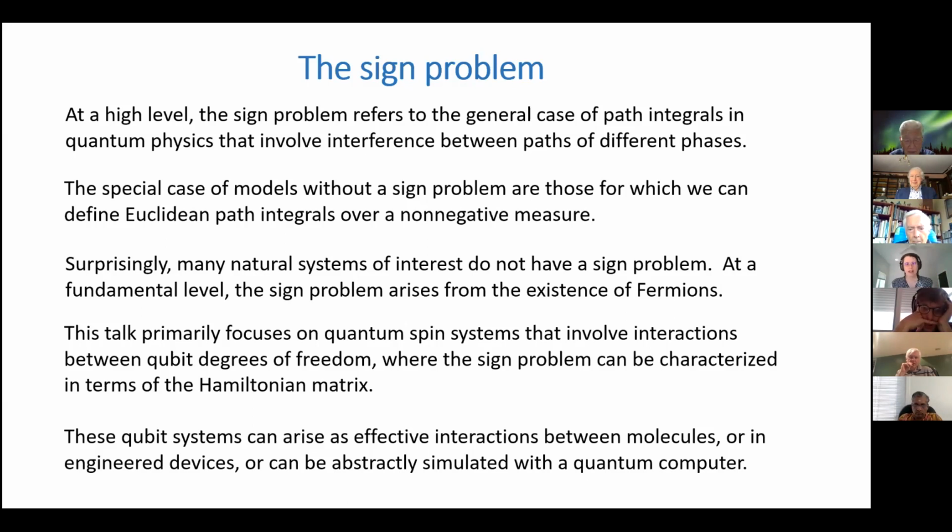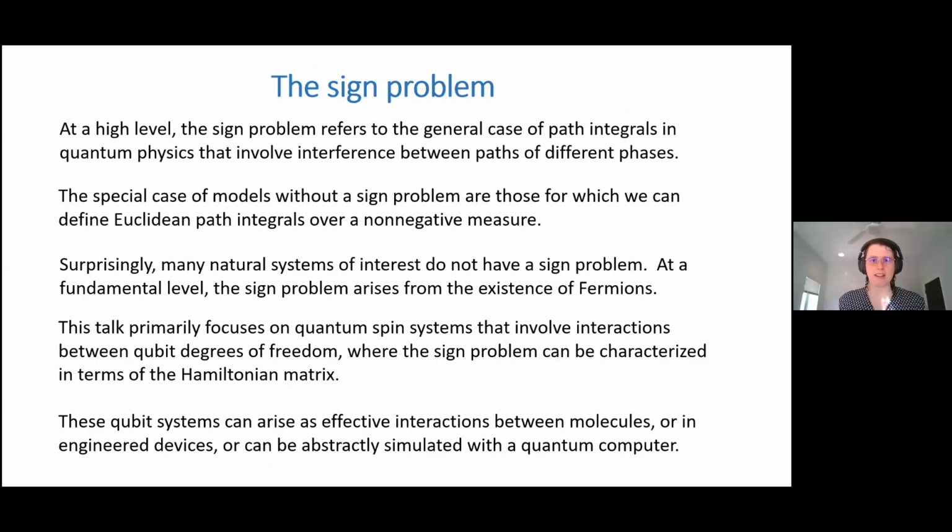And so for this case of quantum spin systems, the sign problem can be characterized in terms of properties of the Hamiltonian matrix. There's a whole bunch of associated properties that all turn out to be equivalent or unified by this idea of path integrals over a non-negative measure. And in fact, everything I do today is going to be finite dimensional and discrete. So when I say path integrals, they're really just going to be sums of a large number of paths.